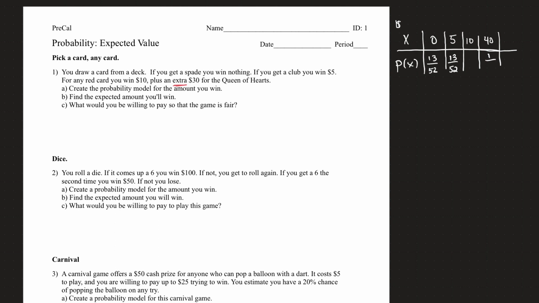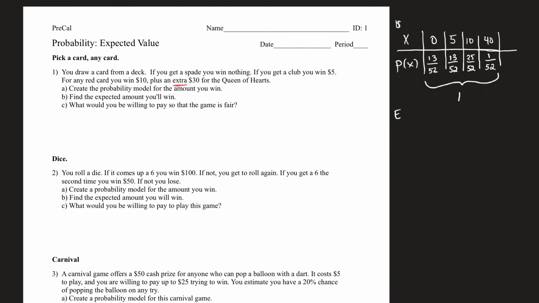However, we've written this down. There's 1 card in the deck that's going to get me $40. That leaves behind 25 other red cards, right? That's where we're getting our 25 out of 52, not 26, because the 1 red queen, the Queen of Hearts, is going to get me an extra $40. Now, if we add all of these, they should add up to 1, and they do. If I don't get 52 over 52, then I have a problem: either my probabilities are wrong or I'm missing one of the outcomes.